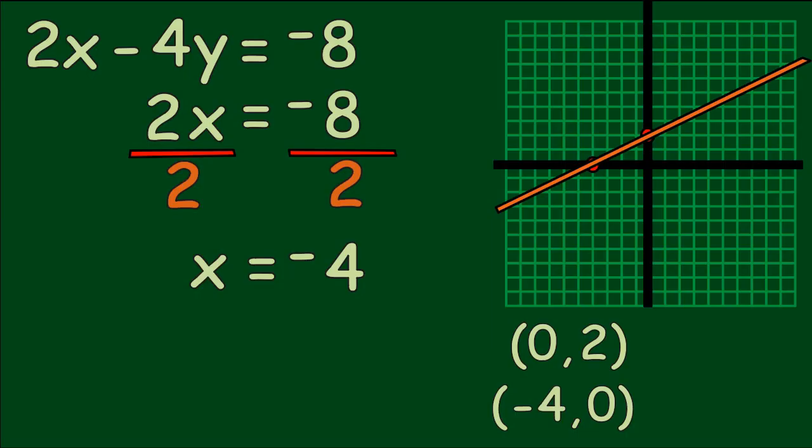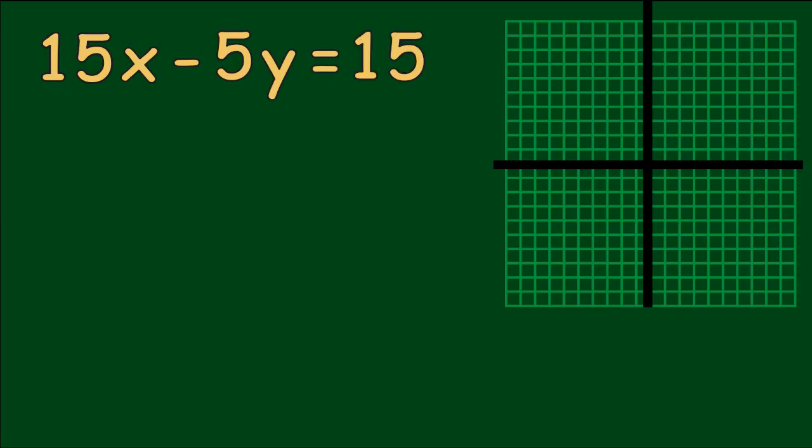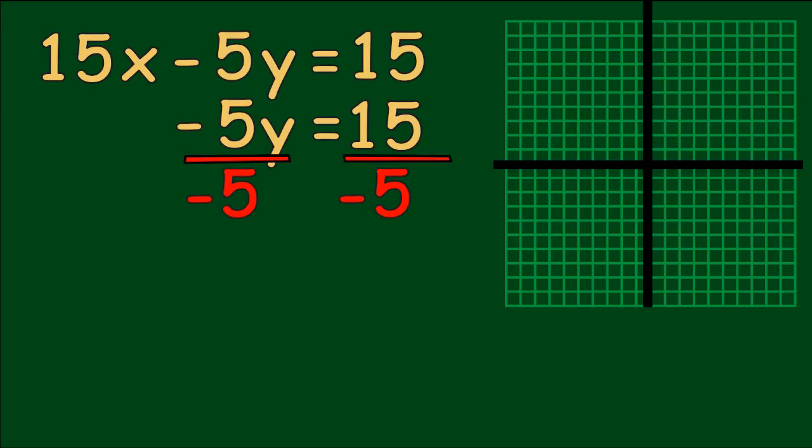How about one last example? 15x minus 5y equals 15. First, replace the x with 0 and solve for y. Since we know that anything times 0 is 0, we can just get rid of the 15x term. It's just going to become 0 anyway. That leaves us with negative 5y equals 15. To solve for y, divide both sides by negative 5 to get y equals negative 3.